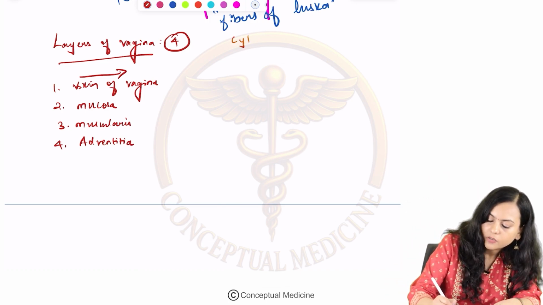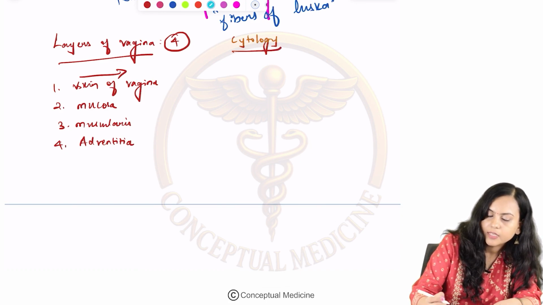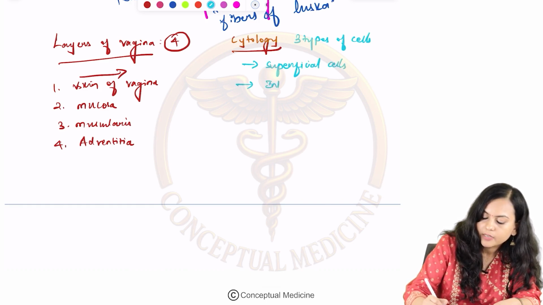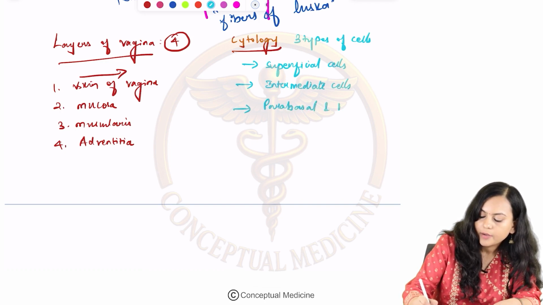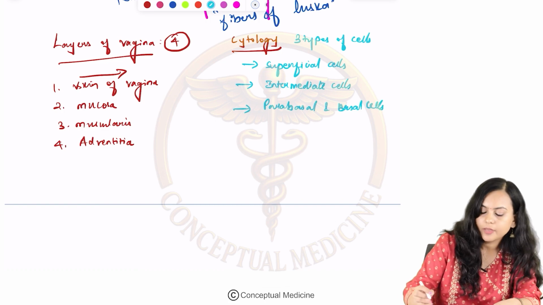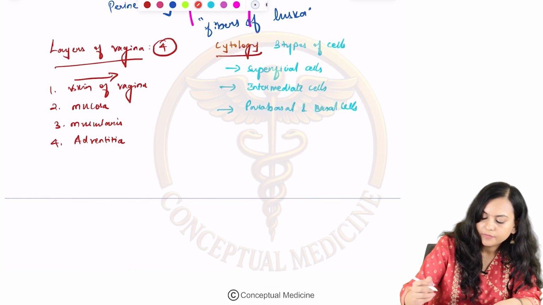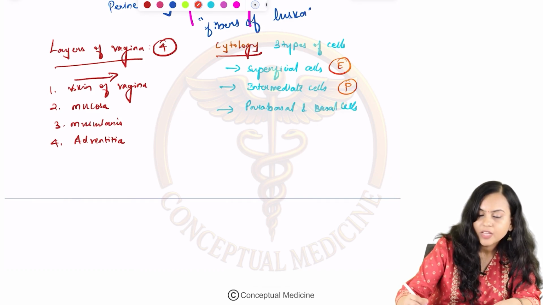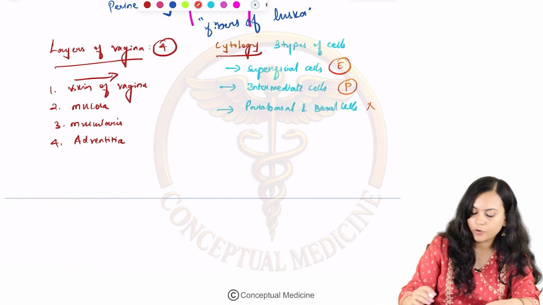If you see the vaginal cytology, we'll be able to see 3 types of cells, namely superficial cells, intermediate cells and parabasal and basal cells. Okay. Now, superficial layer cells have action from the hormone estrogen. Intermediate cells have the progesterone hormonal action, and in parabasal cells there is no such hormone action. Okay.